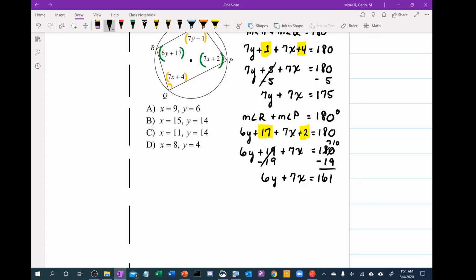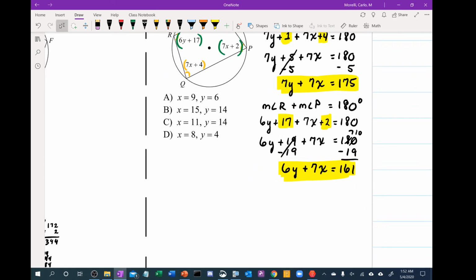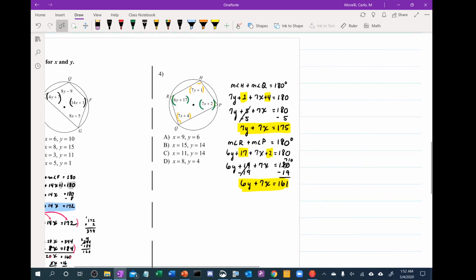So these are our two equations. Let me highlight both of those so we can see them. We have this equation here, and we have this equation here. So those are the two equations we need to put together to form a system. And we'll do that. We'll shrink this down and do that right here.